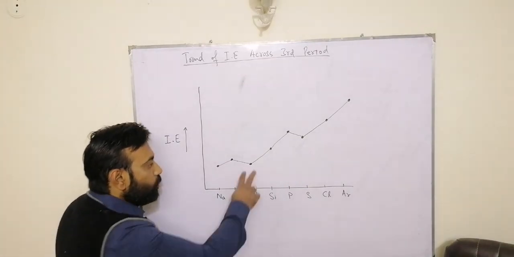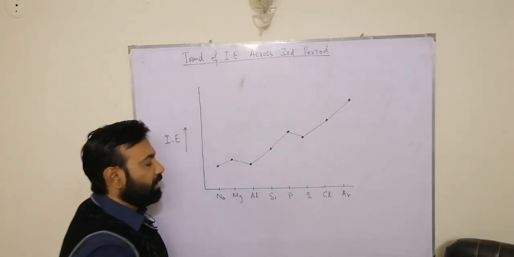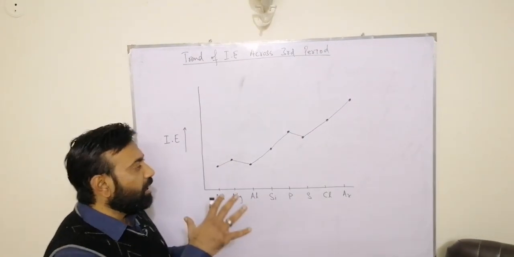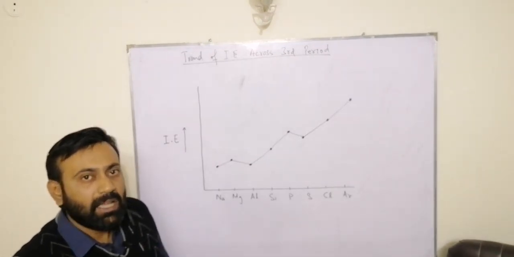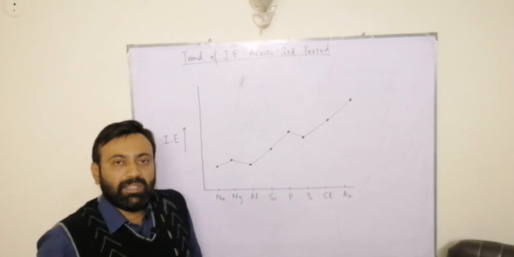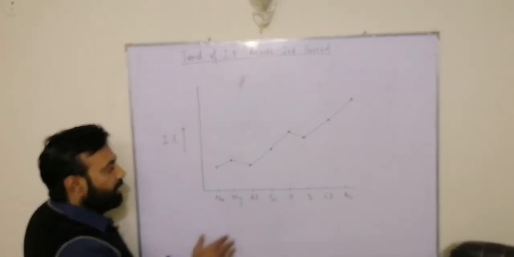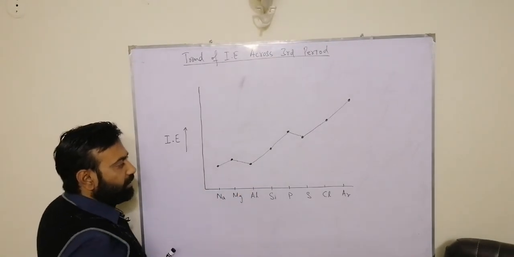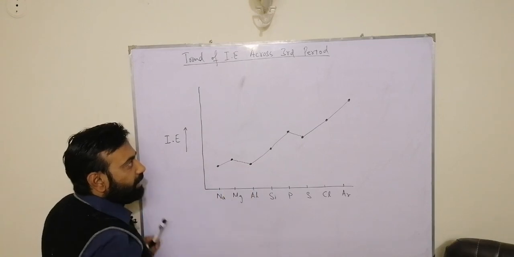But these two exceptions, aluminium and sulfur, are decreasing. In these cases, ionization energies are decreasing. So these cannot be explained by the major factors. There must be minor factors involved in these. Now let us compare the electronic configurations of magnesium and aluminium.